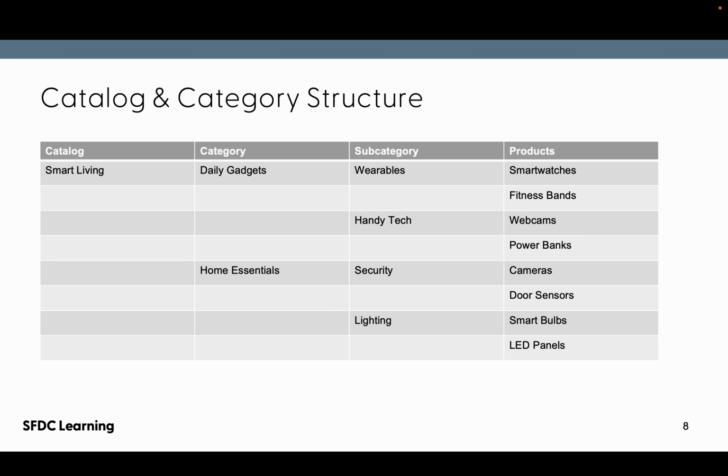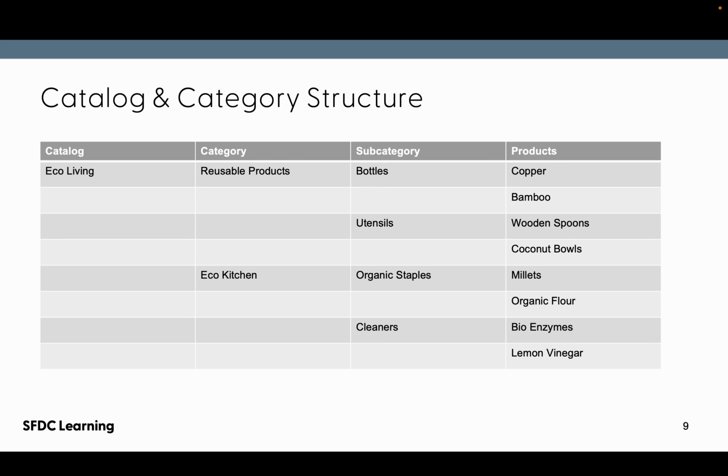We have Home Essential as a category associated to the Smart Living catalog, which in turn has two subcategories, Security and Lighting, and each of them has two products associated with them. Similarly, we have a catalog called Eco Living, which has two categories: reusable products and eco kitchen, each having two subcategories: bottles and utensils for reusable products, and organic staples and cleaners for eco kitchen, each of them having a couple of products added to it.